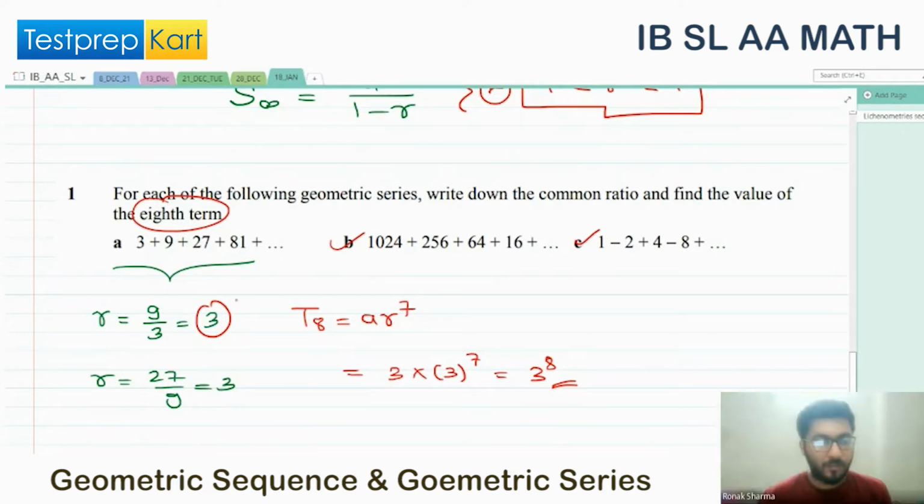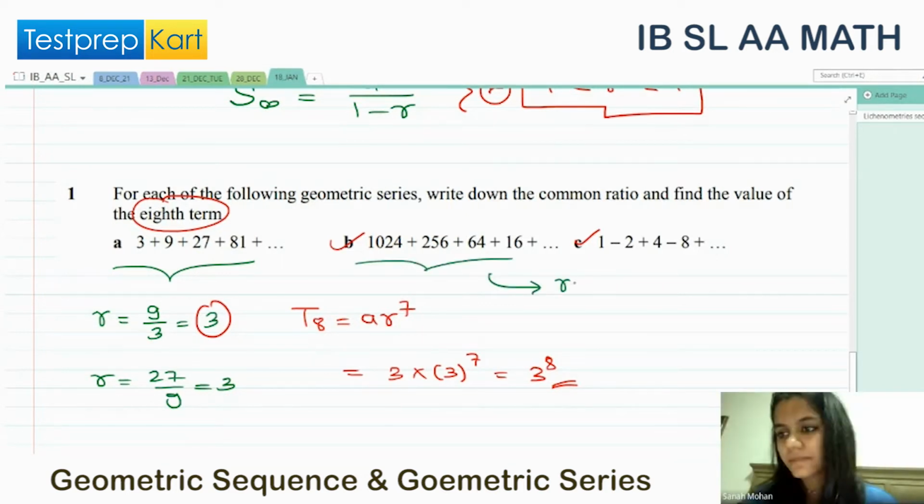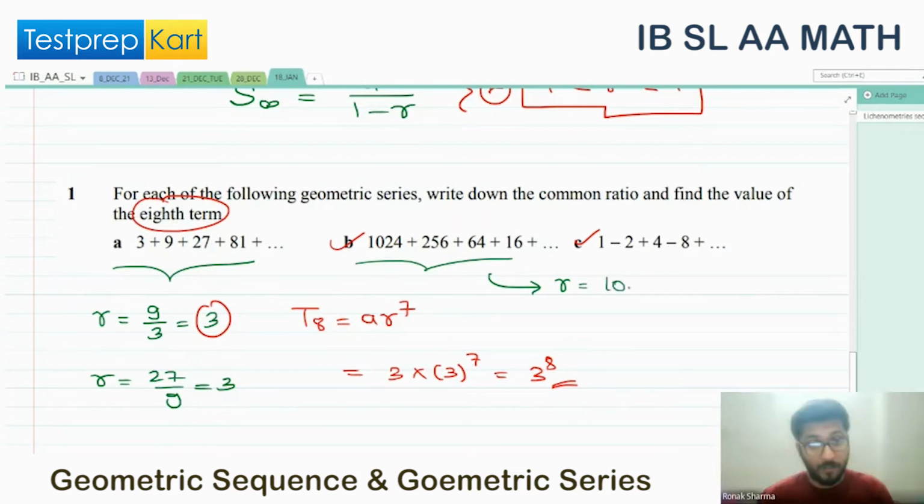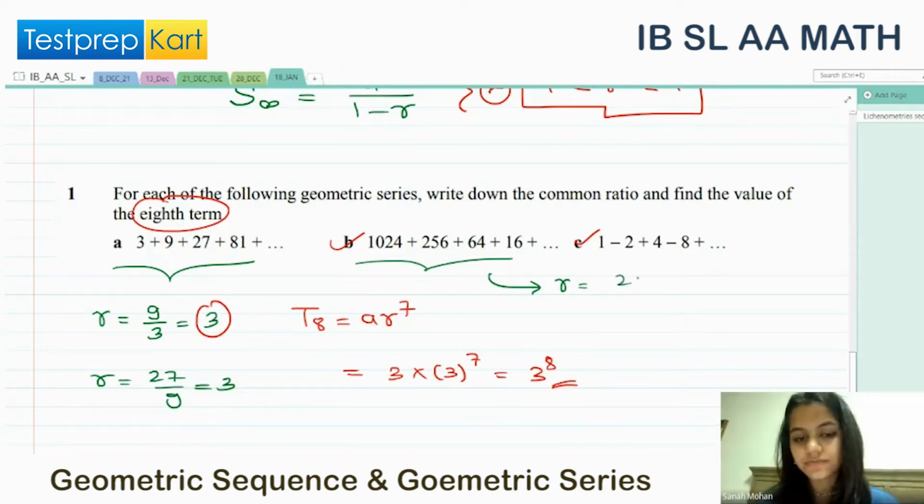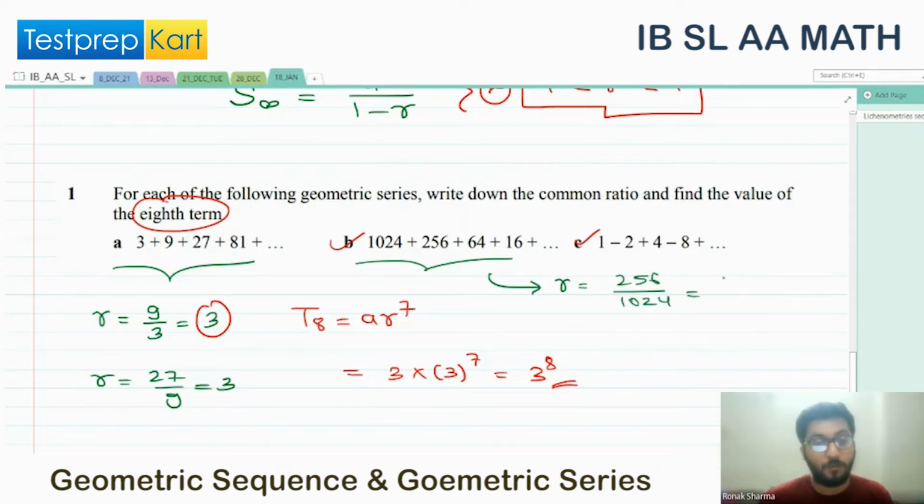Good. So basically what R are we getting for the B part? I got 0.25 for R. It is 256 by 1024, so I guess that will come out to be 1 by 4, right? So 0.25. Good.